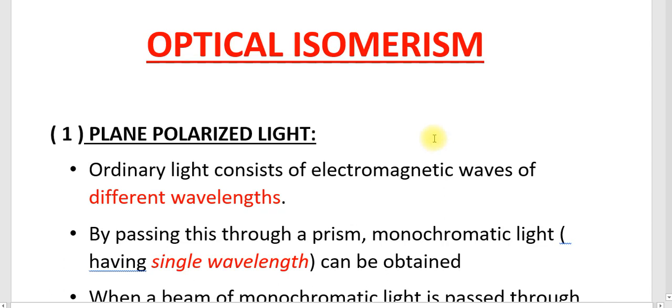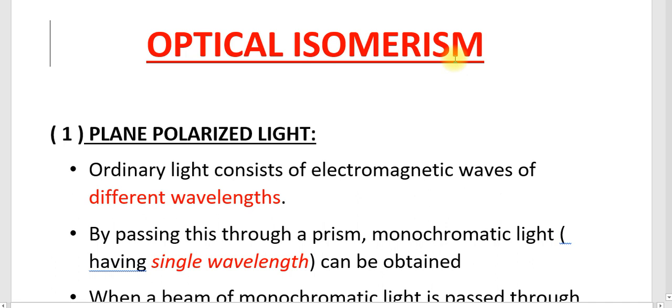Hi my students, we already discussed what stereoisomerism is and we found that stereoisomerism can be classified into conformational isomerism and configurational isomerism. And again the configurational isomerism is classified into two, that is optical isomerism and geometrical isomerism. In the last few classes we discussed in detail about geometrical isomerism. From today onwards, we are going to discuss the basic concepts and the detailed study of optical isomerism.